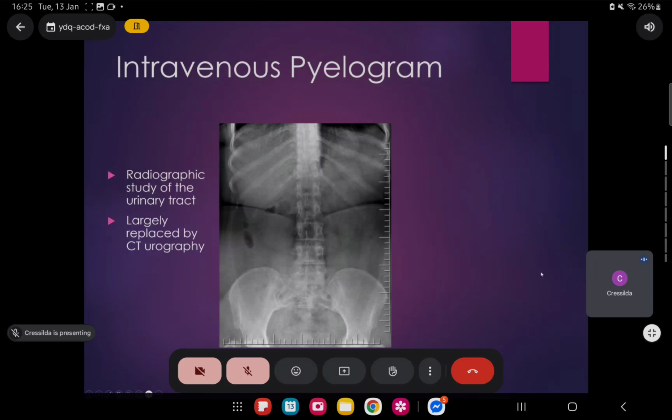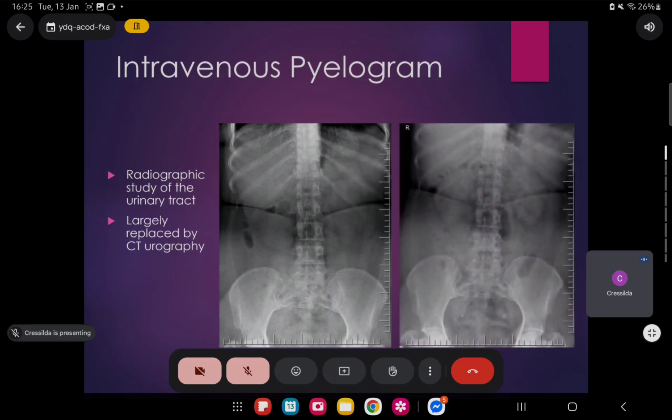So this is the scout film. That means it's the plain study. It's just a regular X-ray. And then we would give the contrast and in a fixed amount of time, so we would take it at 15 minutes after contrast is given. This is through IV. Then 15 minutes after injection of contrast, and when the patient has full bladder, then we would let them urinate, and then we would take the images again.